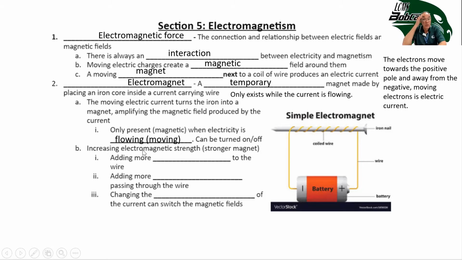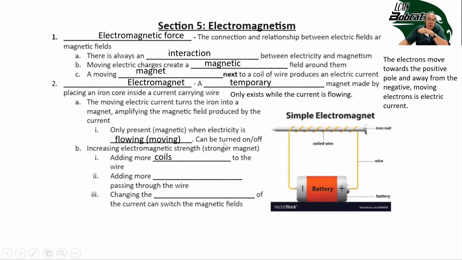Increasing electromagnetic strength, making it stronger. Okay, like we just said, you can add more turns to the wire. So the more times you wrap the wire around there, the more times the electricity has to create that magnetic field in the wire.